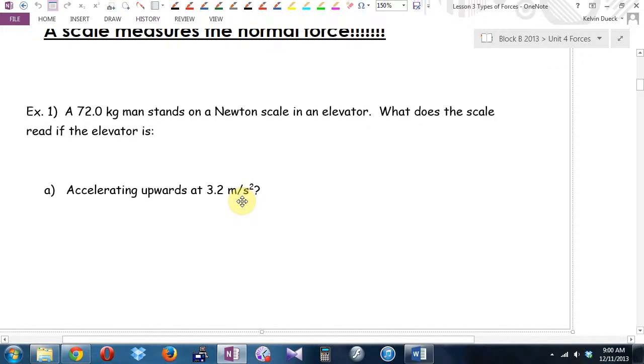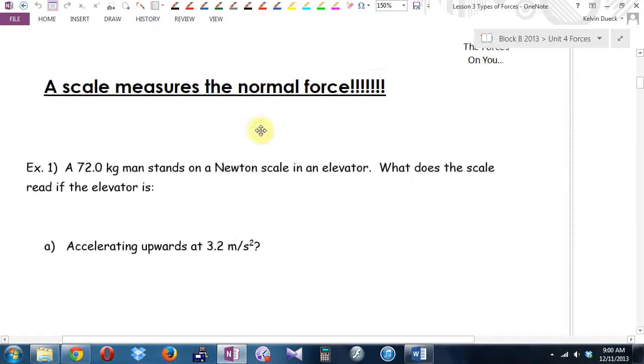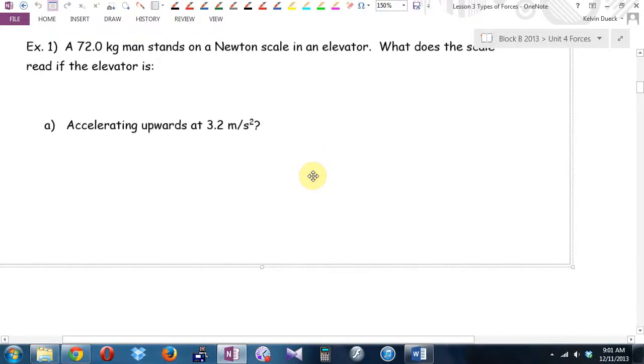It says this. A 72-kilogram man stands on a Newton scale in an elevator. By a Newton scale, I'm saying this is a physics scale, and rather than kilograms, it says in newtons, so we don't have to do any conversions. What does the scale read if the elevator is accelerating upwards at 3.2 meters per second squared? Cole, what's this question asking me to find? What the scale reads? No. That's what it says. What's it asking me to find? Ah. Okay, you see the 2-step process? Whenever it's talking about a scale, it's really wanting me to find the normal force. Is that all right? Okay.